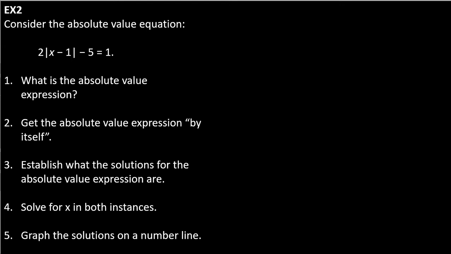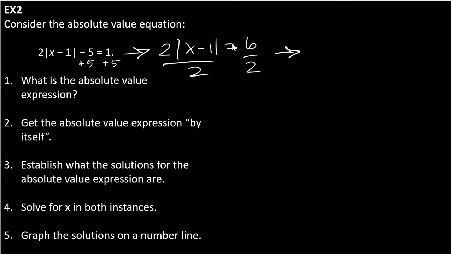Moving on, this one's a little bit more complicated, but we're going to follow the exact same logic. Our absolute value expression is a little more complicated, but nothing really changes. We're focusing in on the absolute value of x minus 1. But first, we need to undo some things using algebraic inverses, so plus 5 first. So we've got 2 absolute value of x minus 1 equals, what I do to one side, I do to the other, 6. Then we divide by 2, and we're left with the absolute value of x minus 1 is equal to 3.